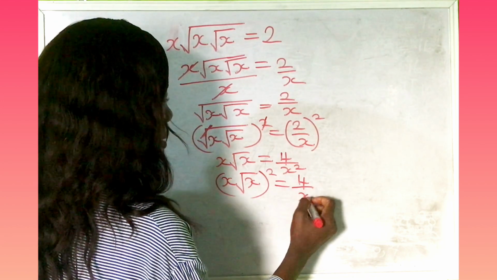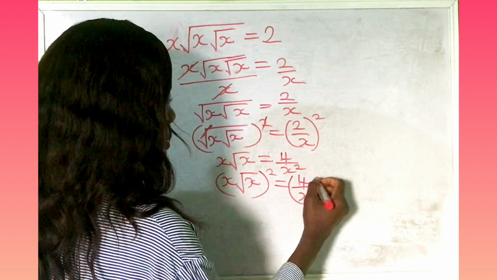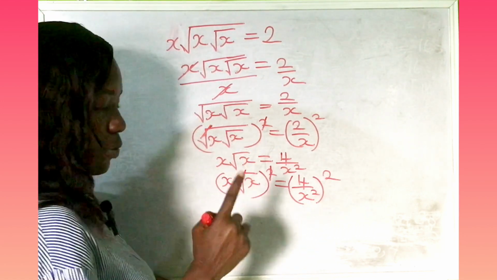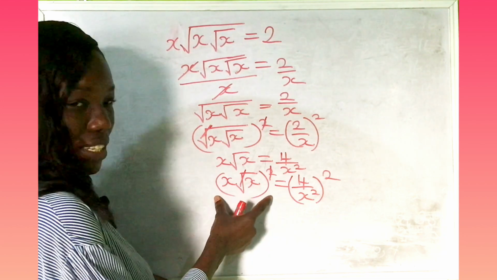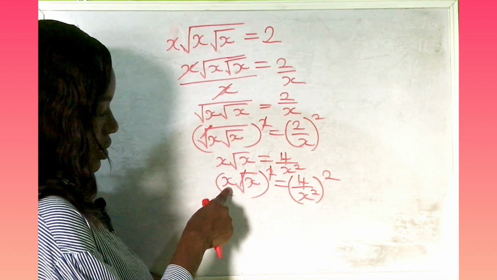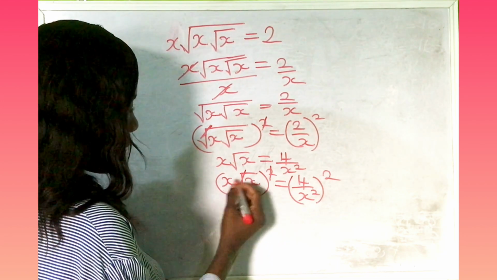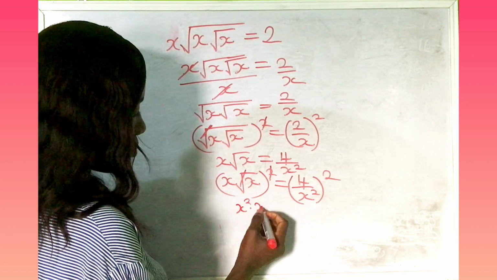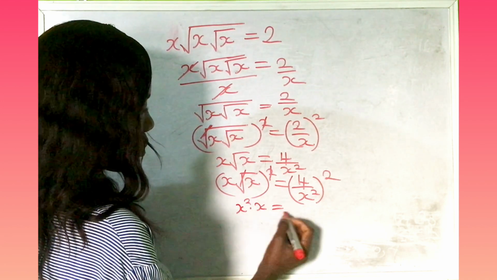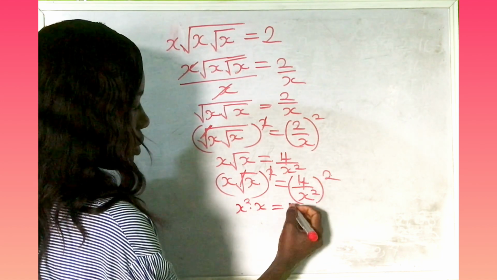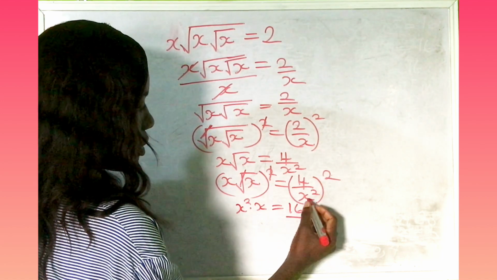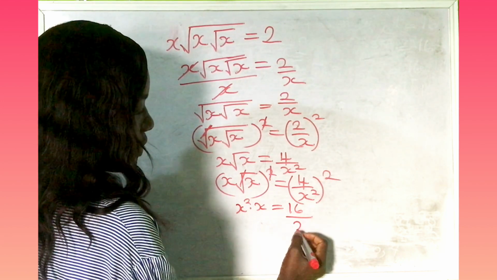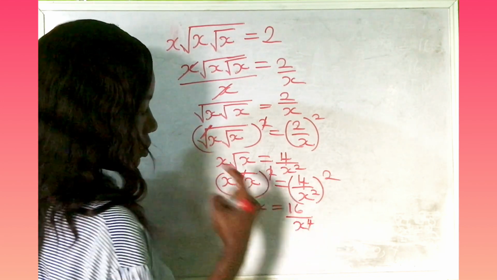(4/x²) squared. This cancels this. Don't forget, this square affects everything in this bracket. So it's going to affect this x as well. So when you say x squared, you have x squared multiplied by x. That's equal to 4 squared, which is 16 over x squared. x squared is what? You have x to the power of 4.